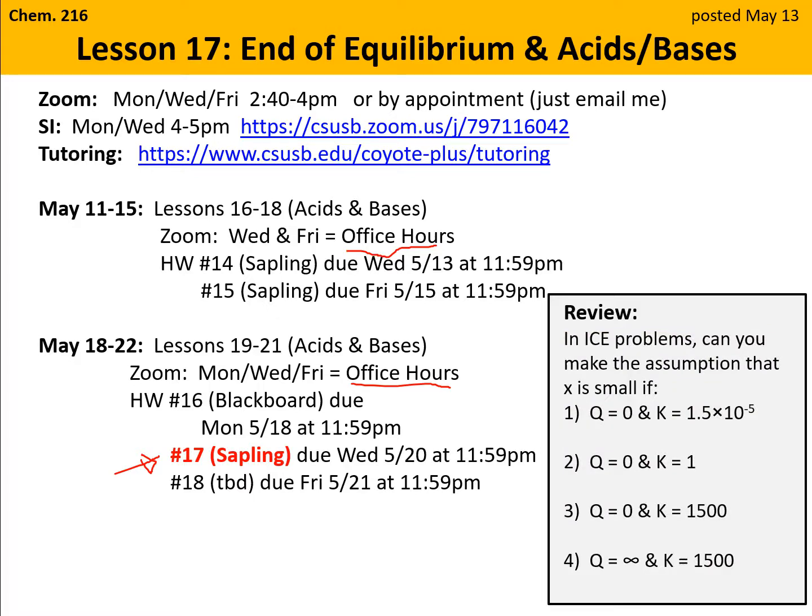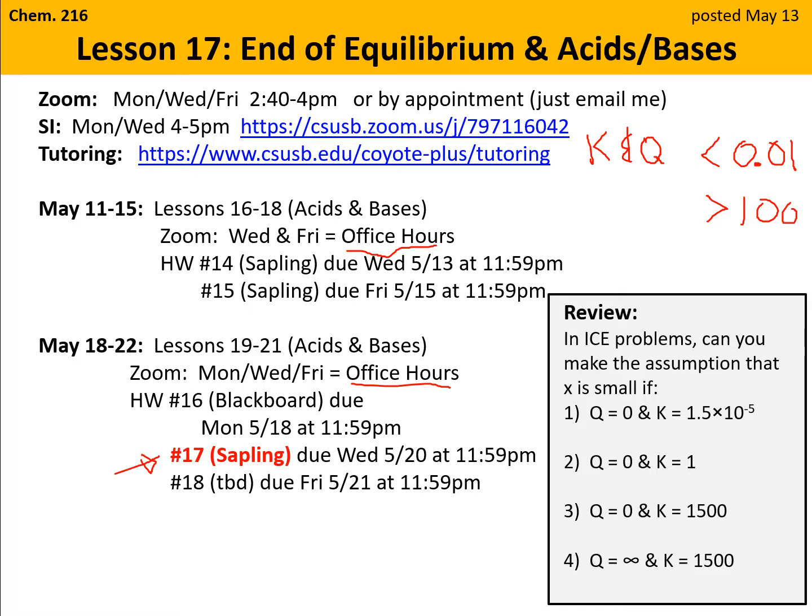Okay, so we have a little bit of a review. Last time we talked about ICE tables, and we talked about some tough ones where we can't assume x is small. Just remember that we can assume x is small in two cases. One is that Q and K are both smaller than 0.01, or that they both are larger than 100.